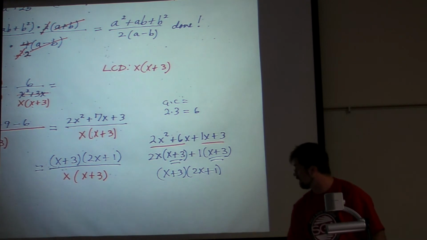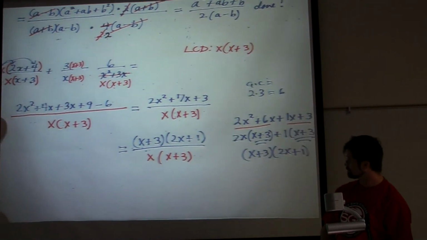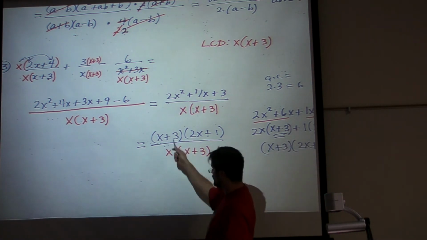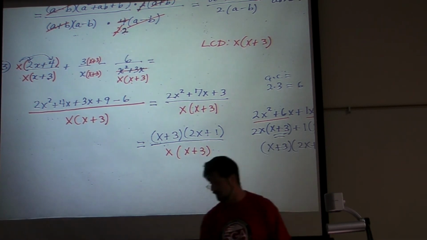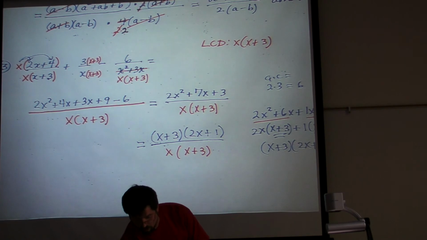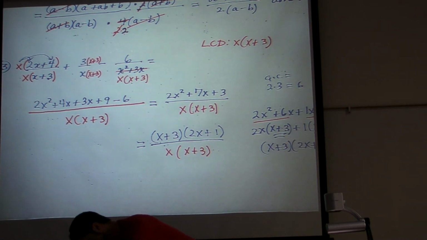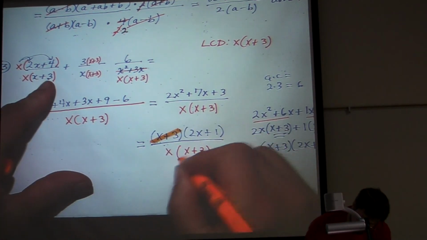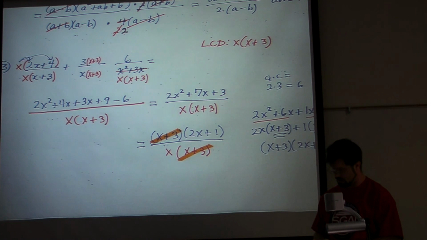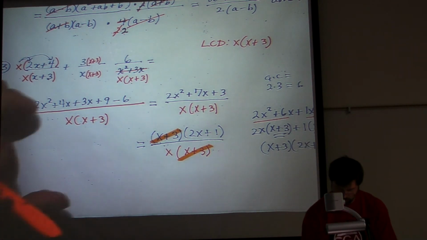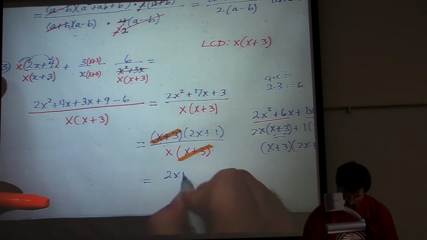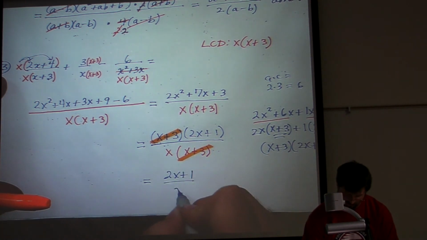And now we are there. What can we do? Well, we have a common factor here and here. They match exactly. And so I'm going to simplify those. They're going to go away. And whatever I'm left with is the answer. So that and that equal 1. I can get rid of them. And my final answer is 2x plus 1 over x.